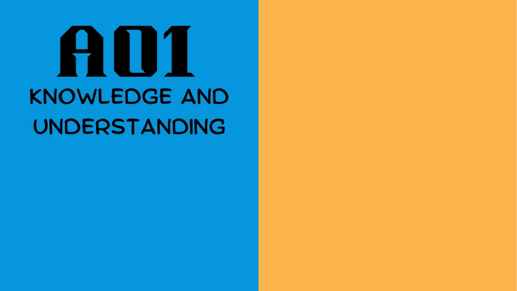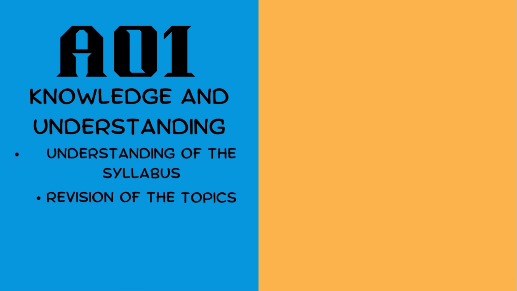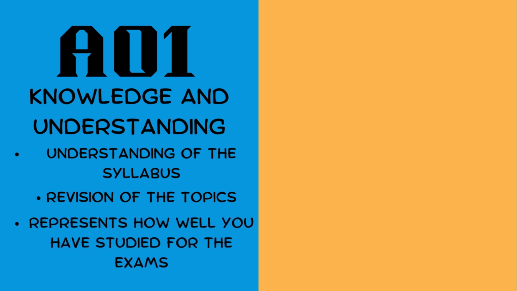The first AO, called AO1, represents knowledge with understanding. This comes from your understanding of the syllabus and the knowledge gained from revision. This objective sees whether or not you have actually studied for the exam.